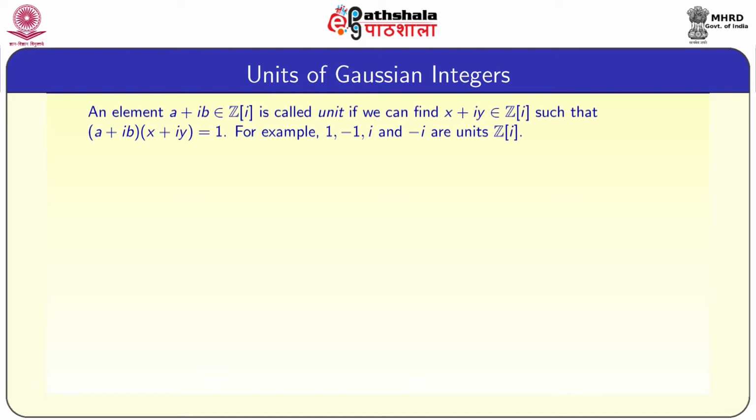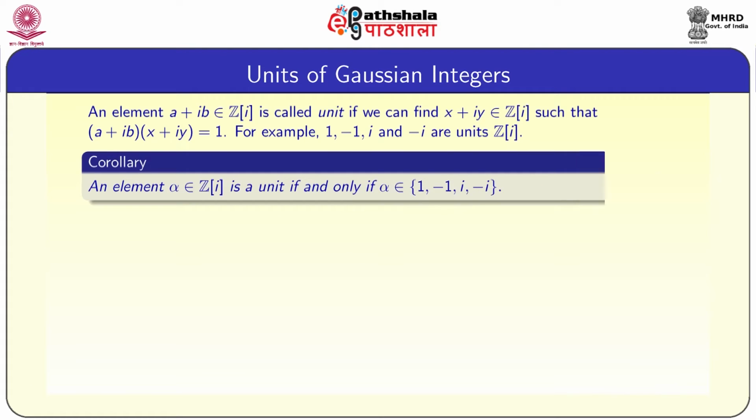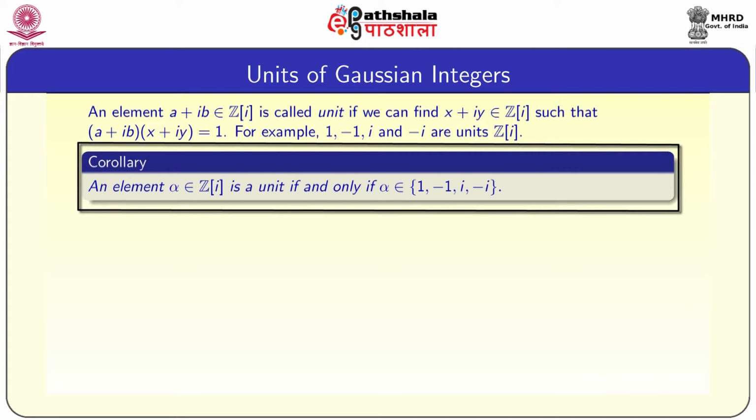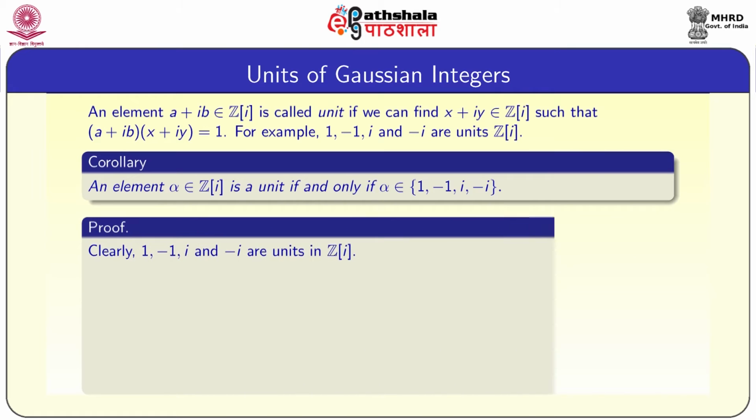That means the number of invertible elements in Gaussian integers is more than the invertible elements in Z. Those which are invertible in Z are already invertible here, that is 1 and minus 1. In particular, we are going to show that the only units in Z of i are these, that is, an element alpha belonging to Z of i is a unit if and only if alpha belongs to {1, minus 1, i, minus i}. That means Gaussian integers contain only 4 units or 4 invertible elements. Clearly 1, minus 1, i and minus i are units in Z of i.